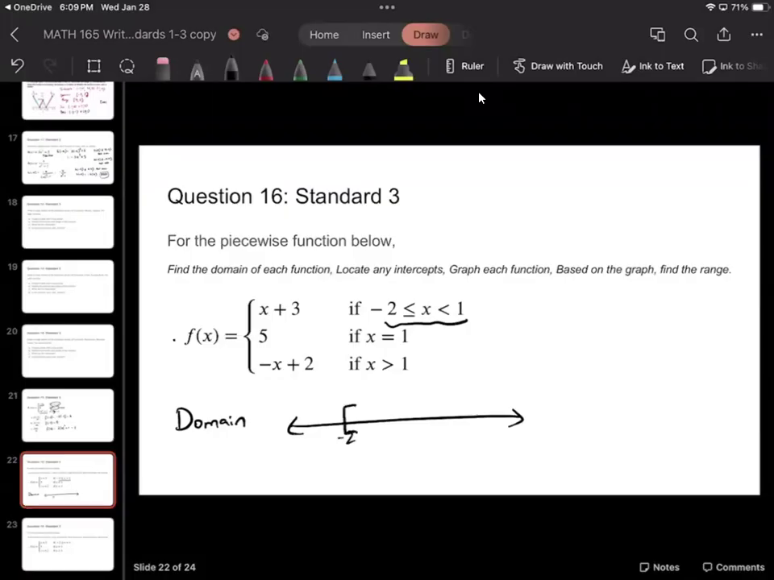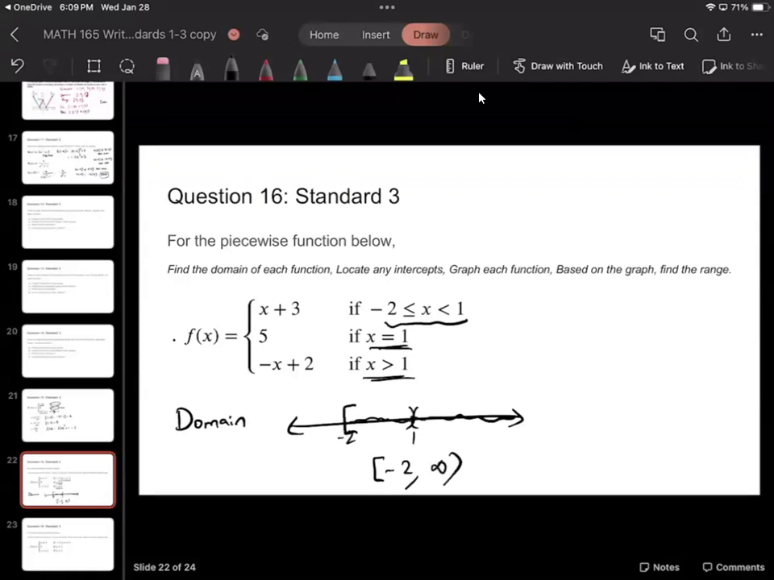Yes. Okay. And then it goes on till 1. Then this interval picks up the 1, right? And then this interval picks up greater than 1, like that. So what is the domain? The domain is negative 2 to infinity.